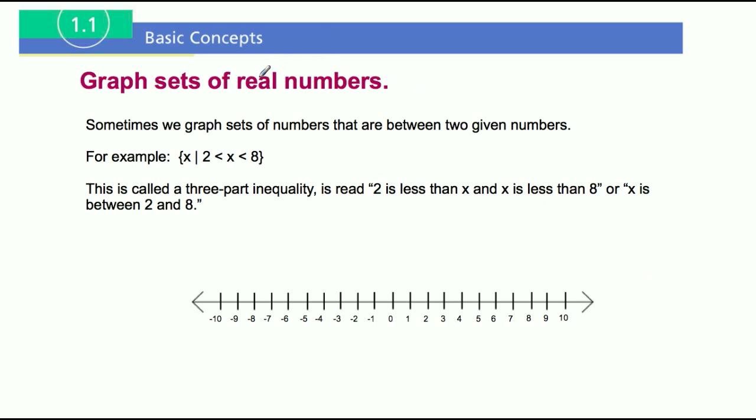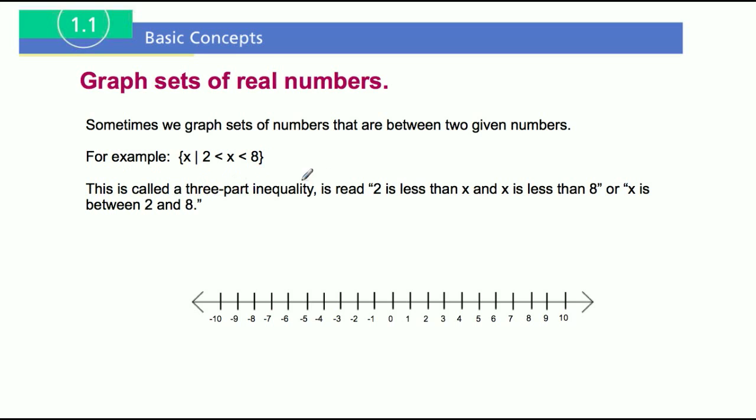Okay, so we're going to go ahead and graph more sets of real numbers. But this time what we want to do is graph on the number line where it's between two values. So for example, here's what we're going to use right here. This is the set of all x values such that 2 is less than x is less than 8.